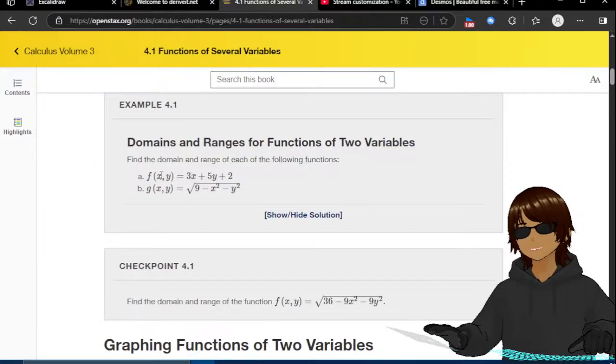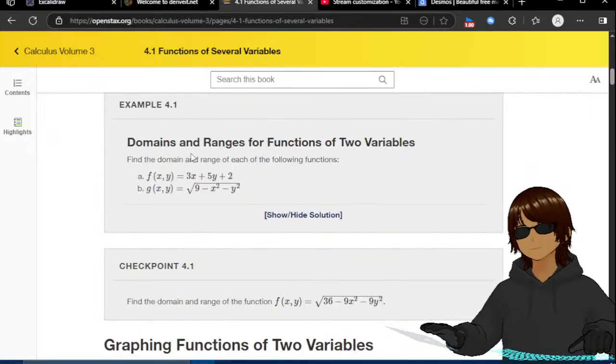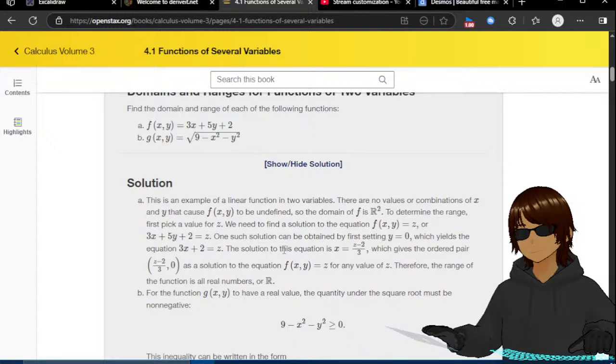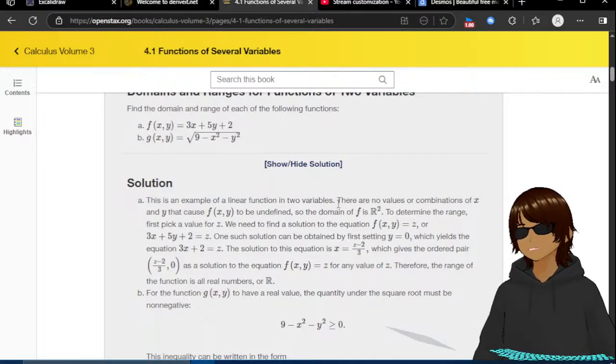So x, y. I'm guessing x and y can be any real number. I mean, it can be complex also. So if x and y are both real numbers, then the output is also a real number, right? There are no values or combinations of x and y that cause f of x, y to be undefined. So the domain of f is R squared. To determine the range, first pick a value for z. We need to find a solution to the equation f of x, y is equal to z, or 3x plus 5y plus 2 is z.